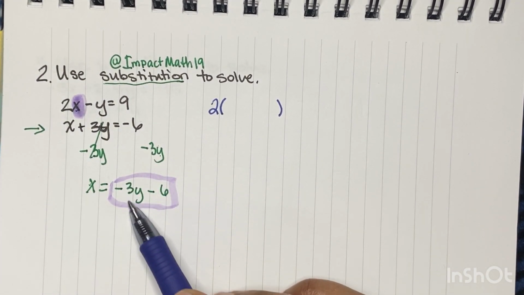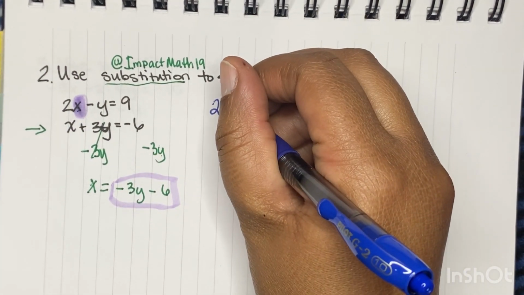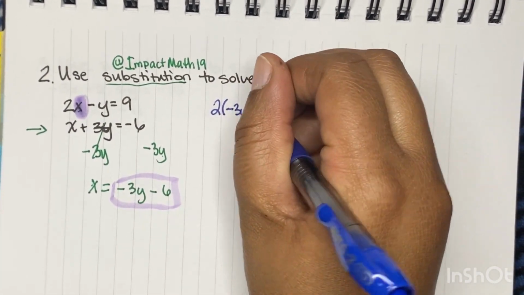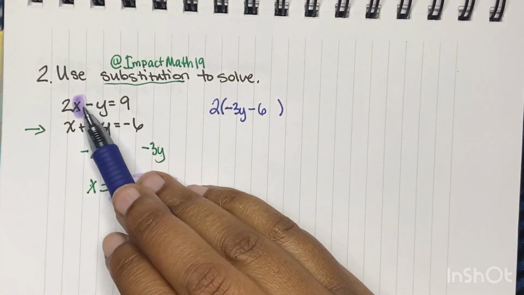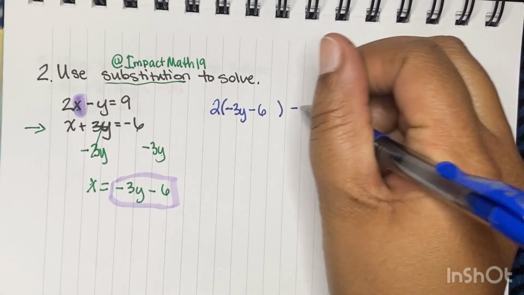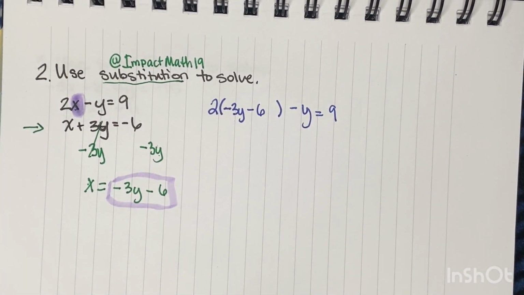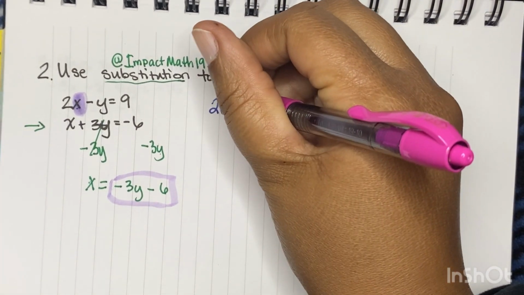And we're going to plug in this box here for the x. So we're going to put negative 3y minus 6. And then we copy the rest of the first equation. Minus y equals 9. So now we're going to distribute, okay? Because whenever you have a number attached to a parenthesis, you have to distribute.